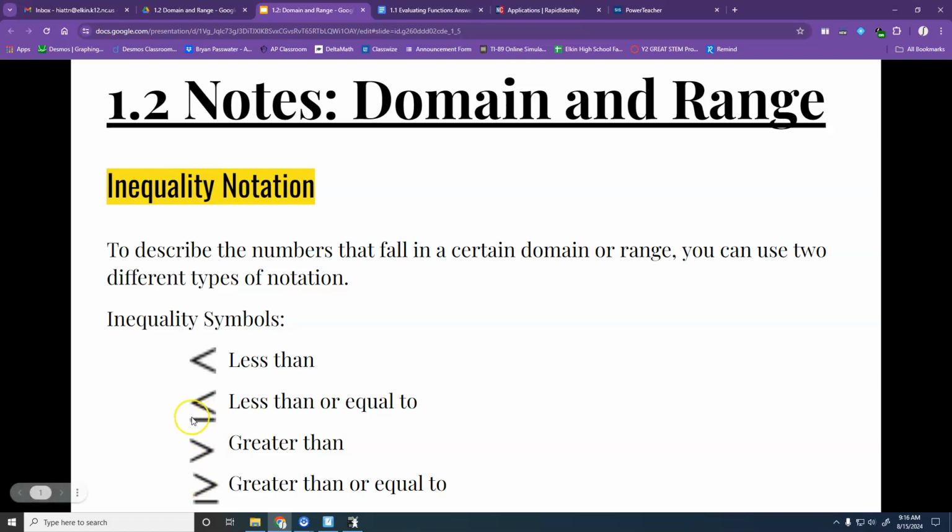If it has a line underneath it, that means it can be less than or equal to that number. Without the line, it has to be less than that number. And then, of course, greater than is the opposite of that. So make sure you got those straight.